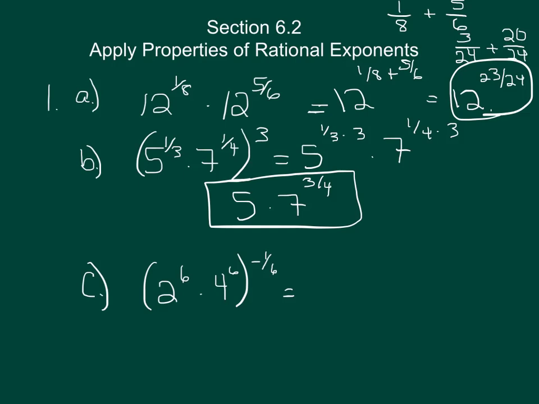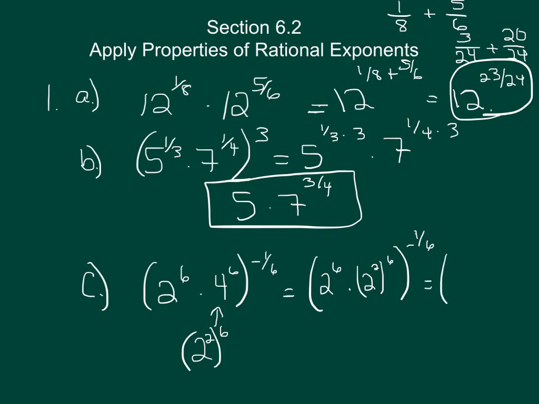In the next one, if you recognize that 4 is a power of 2, it's definitely going to help you here because 4 is really 2 squared. Then we have that raised to the 6th power. So inside, we really have 2 to the 6th times 2 squared, then raised to the 6th power. All of that being raised to the negative 1/6 power. So 2 to the 6th times 2 to the 12th, all then raised to the negative 1/6 power.